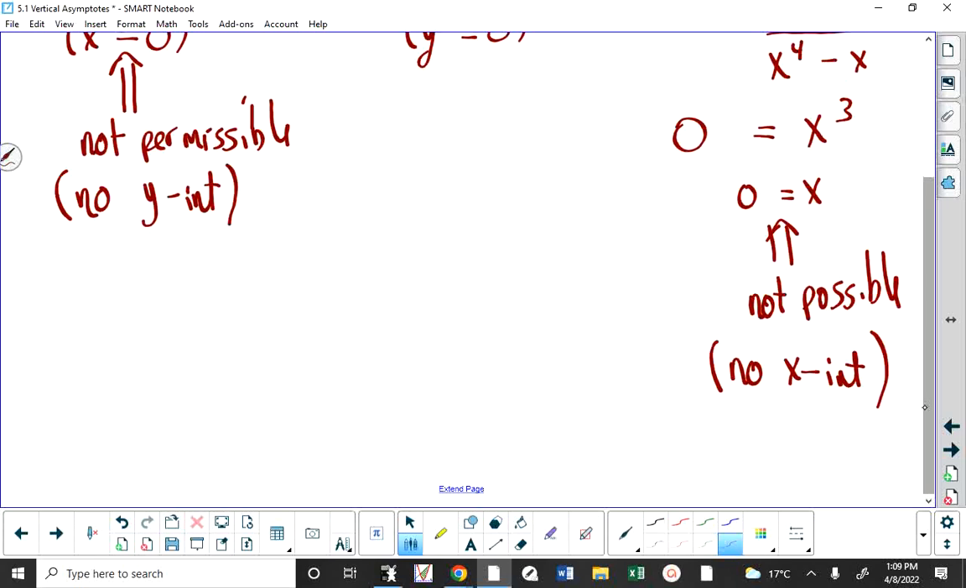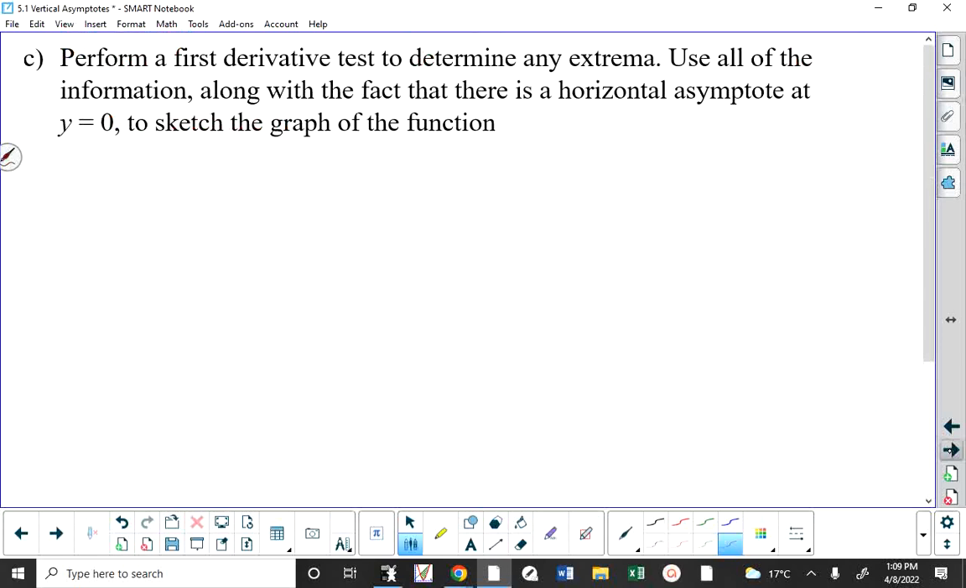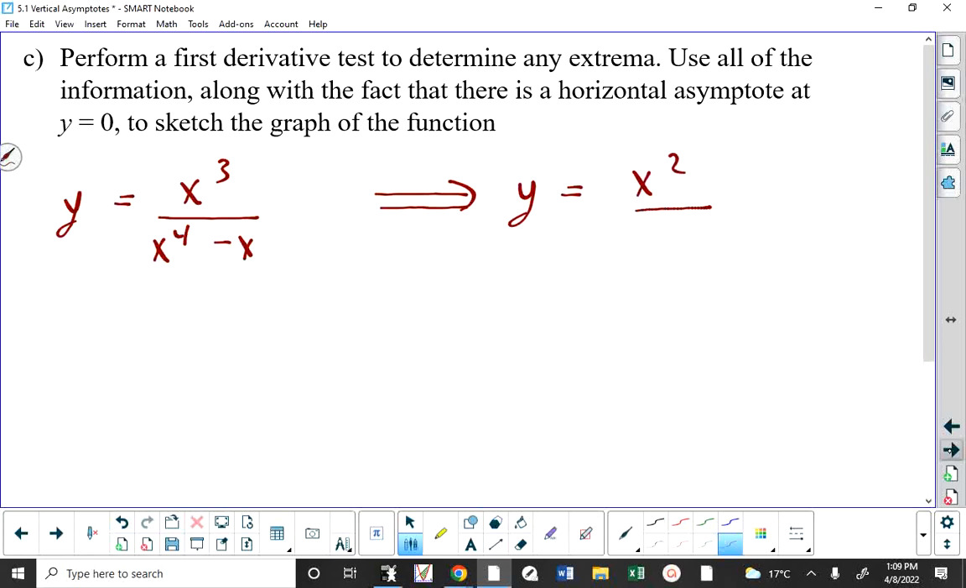And now we're going to put this all together and graph it and talk about, well, we have to talk about the horizontal asymptote a little bit here. So part C, this is on the next page, I believe. Part C says, perform a first derivative test to determine any max-mins. Okay. So our function was y is equal to x cubed over x to the 4 minus x, but that turned into y is equal to x squared over x cubed minus 1.